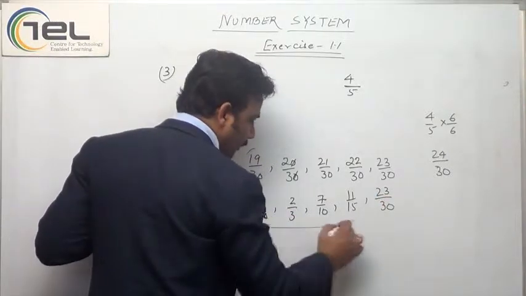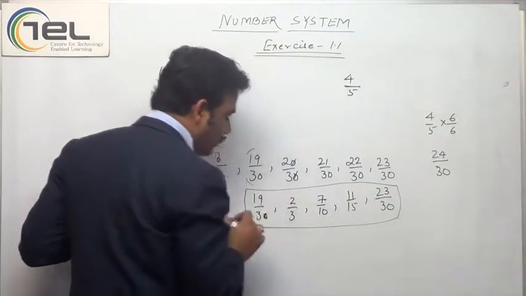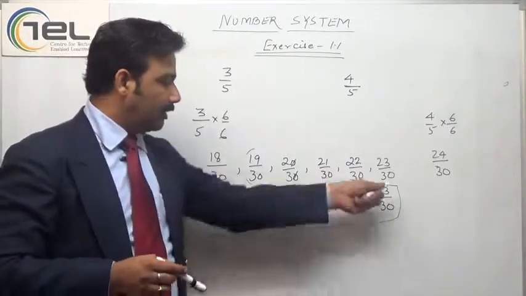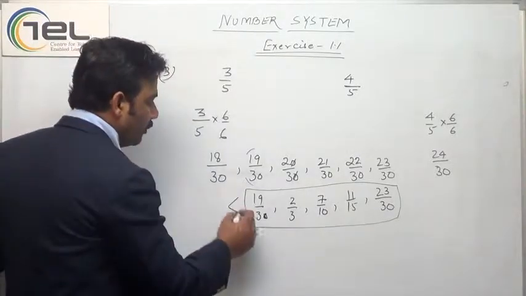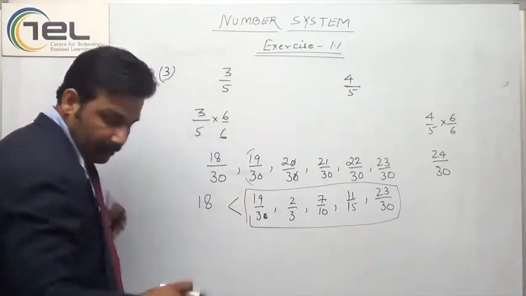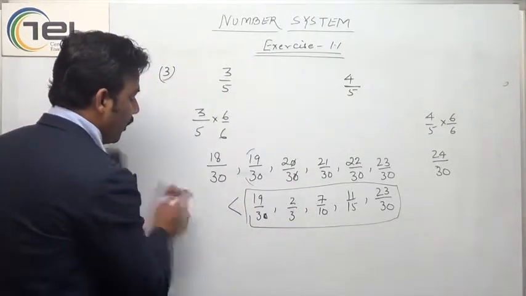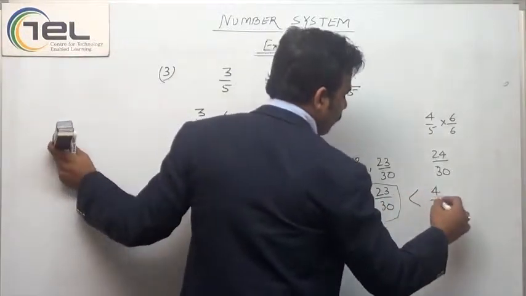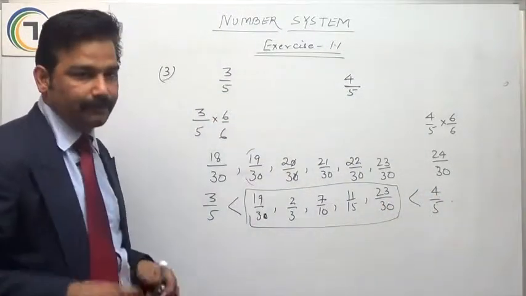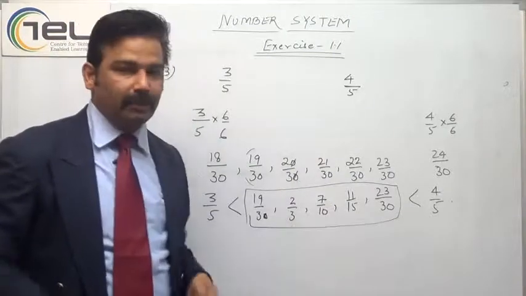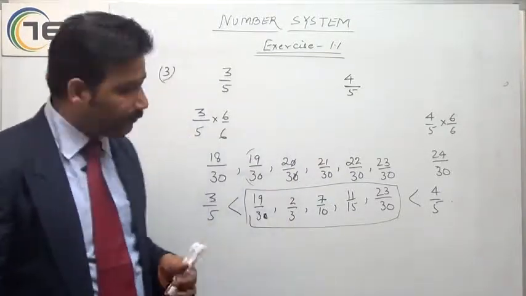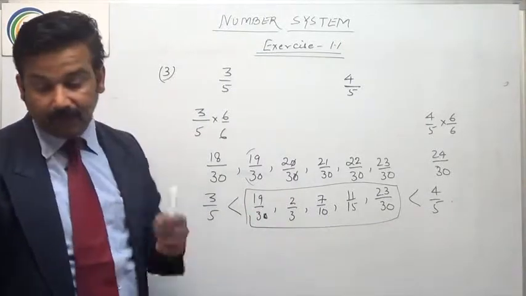So this is the possible answer for these 5 different rational numbers lying between 3 by 5 and 4 by 5. Clear? So these are the rational numbers lying between 3 by 5 and 4 by 5. Another one. How to find?